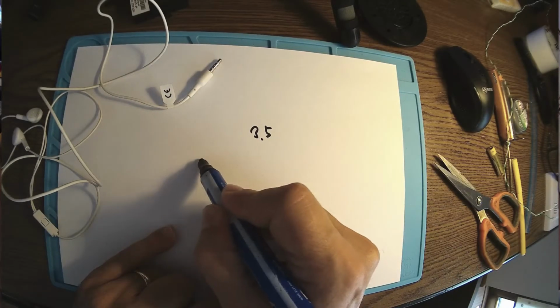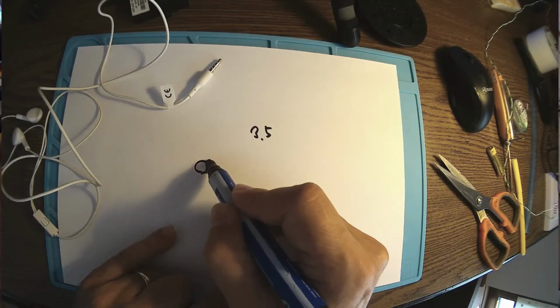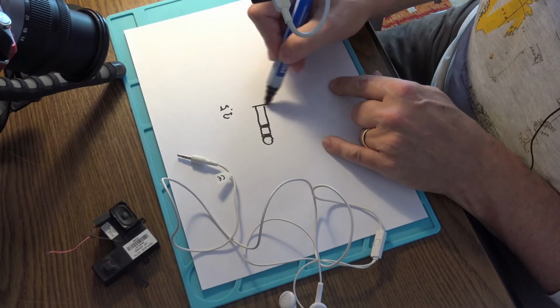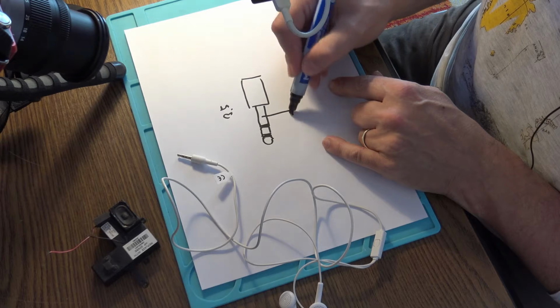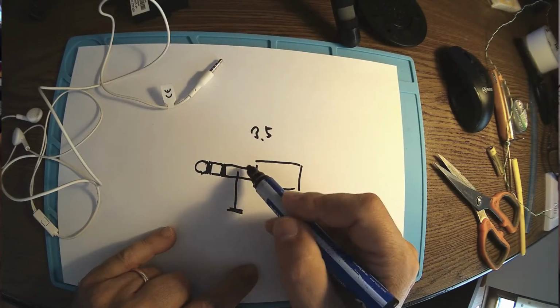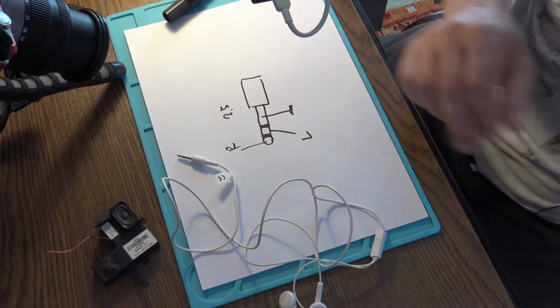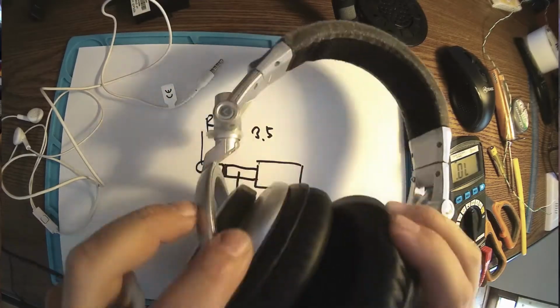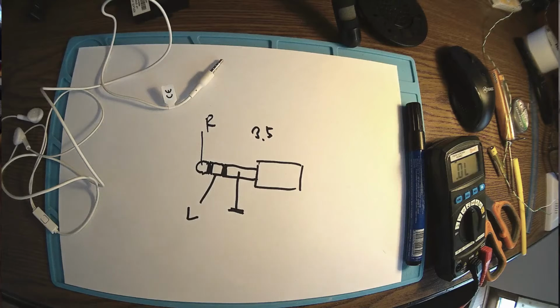So let's say this is the tip, isolation, the second ring, isolation, and the third ring. Usually this one is the ground, the big one or the closest one to the plastic. Let's check this out. So I have my headphones here. No, I have to put this on my head and see for real.